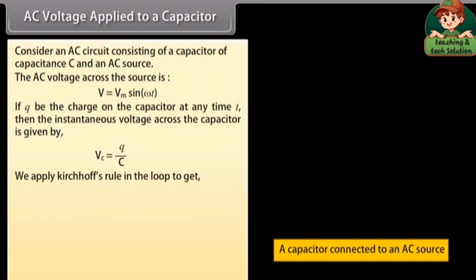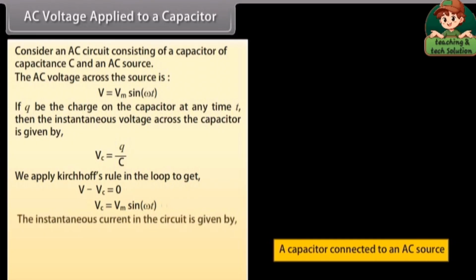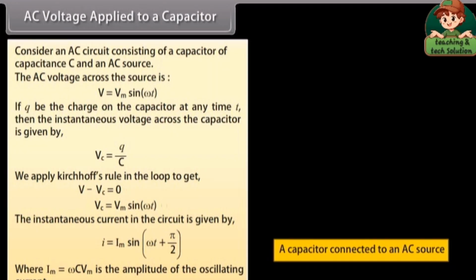We apply Kirchhoff's rule in the loop to get V minus Vc equals 0. Now we put the value in the above equation. Vc equals Vm sin omega t. The instantaneous current in the circuit is given by Im sin(omega t plus pi by 2), where Im equals omega C Vm is the amplitude of the oscillating current.